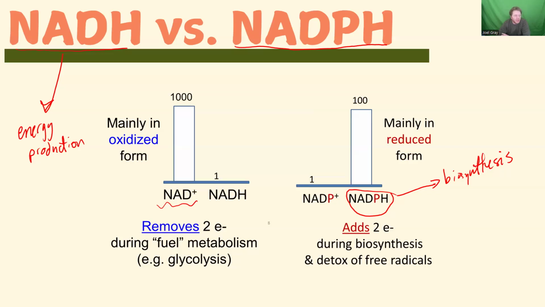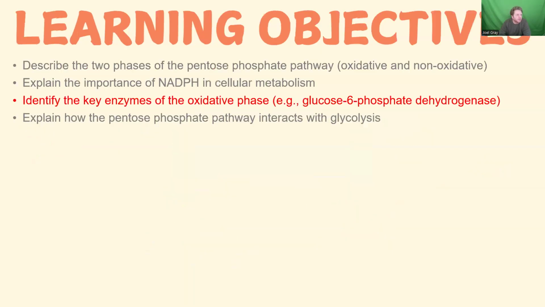Okay, NADPH, by contrast. Well, that's the form that we're going to mostly see this compound in. And what this is going to do is it's going to add electrons during biosynthesis. So this is primarily for the production of compounds. For example, fatty acids. That's one of the ways that NADPH is going to be used. And so we'll save that for a little bit later.